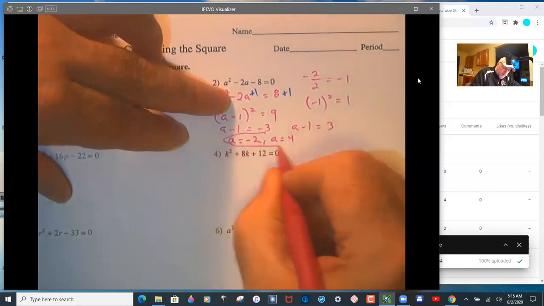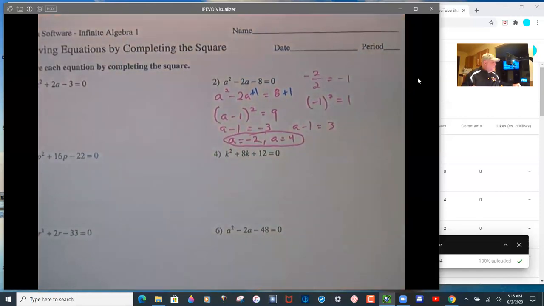Now make sure that you check your answers all the time with this. It is very simple to make a mistake.